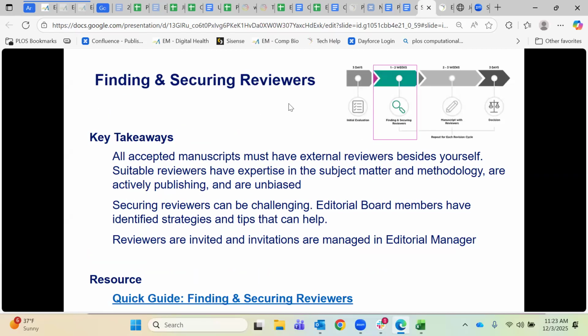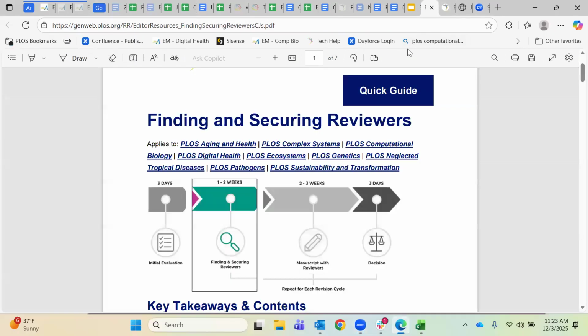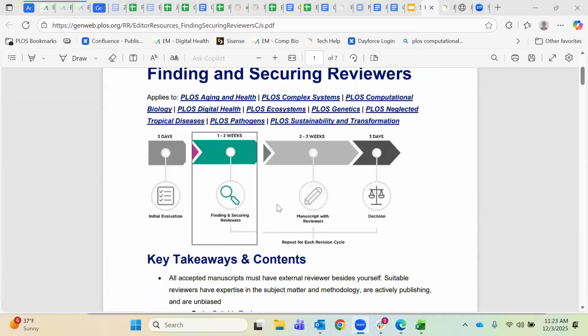So of course, reviewers are sourced and found in Editorial Manager. There are massive reviewer pools that you can browse, but we typically advise that you start your search outside of Editorial Manager. And if the Zoom bar goes away, I'll click into the quick guide of finding and securing reviewers, and some of the tips and tricks associated.